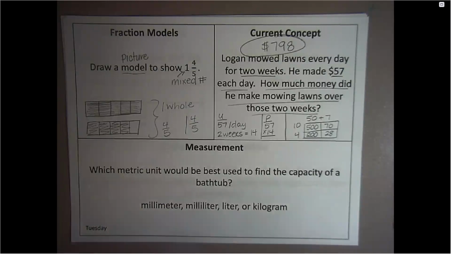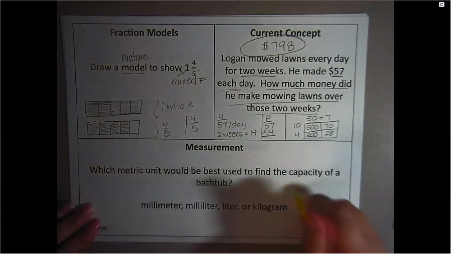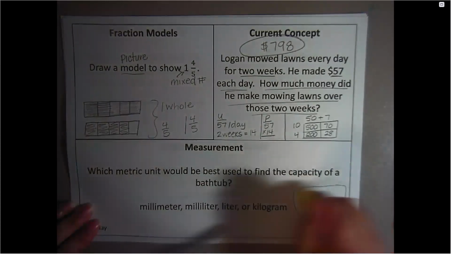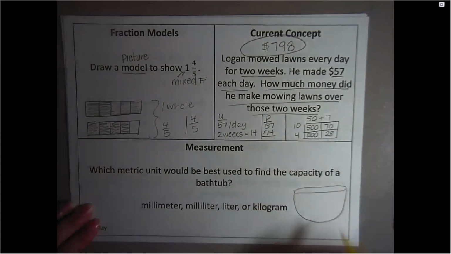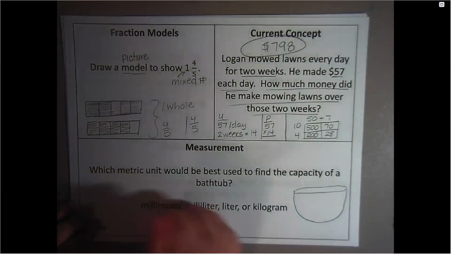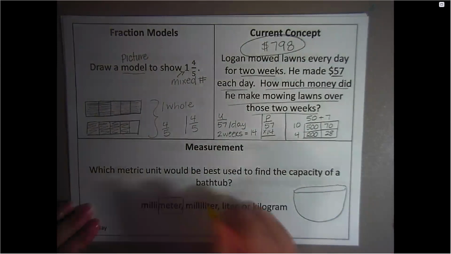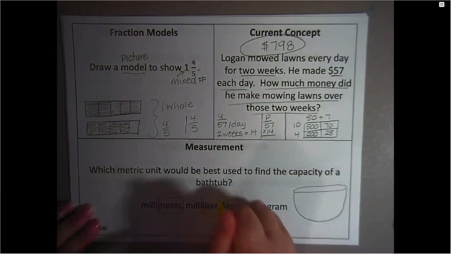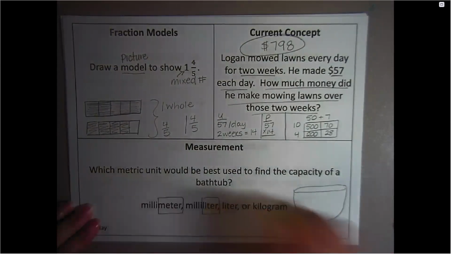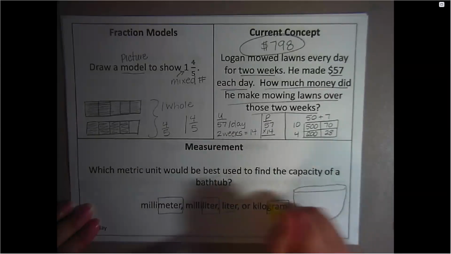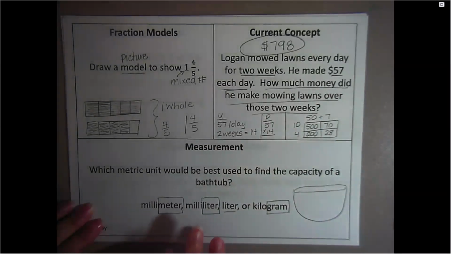Number 3, it says which metric unit would be best used to find the capacity of a bathtub? And so you gotta think, a bathtub, right? Rub-a-dub-dub, get clean in the tub, right? It's pretty big, right? So millimeter, milliliter, liter, and kilogram. So let's just focus on the metric measurements. We have meter, we have liter, or we have gram, okay? So metric, okay, is a new concept for you, perhaps.